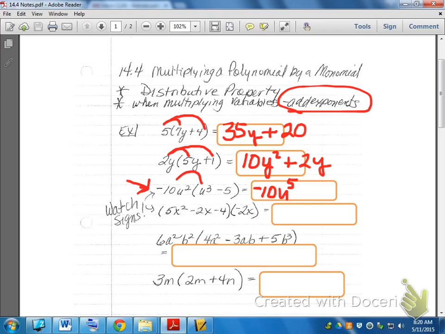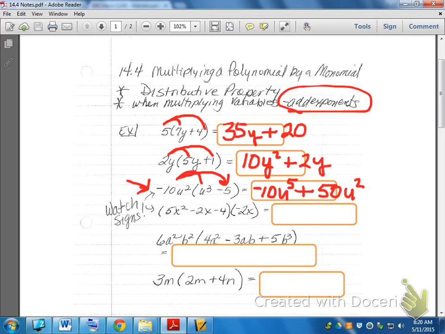And then I have to take negative 10u to the second times negative 5. A negative times a negative is what? So you put plus, and then 10 times 5 is 50, and then there's a u squared that you have to bring along. Negative 10u to the fifth plus 50u to the second. Questions? All right.